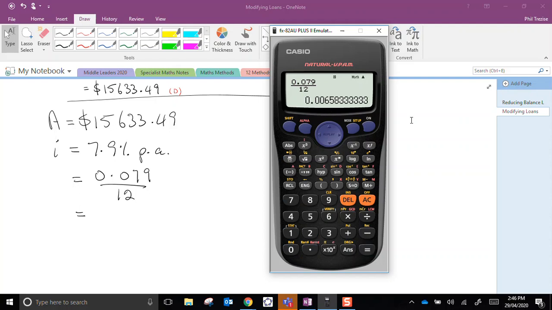As a decimal, it's 0.006. Now I'm absolutely sure I will need this in the future, so I will store that one, and I'm up to E. It's lucky I've got so many different memories here. Let's just check by recall E. Yes, there it is. That's the number.